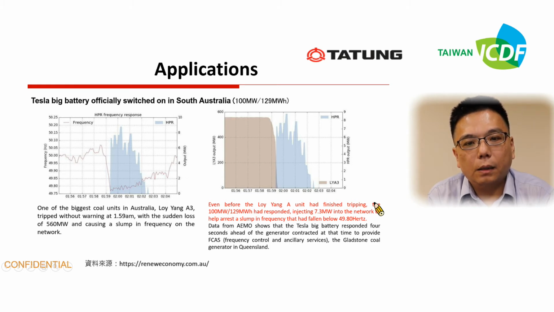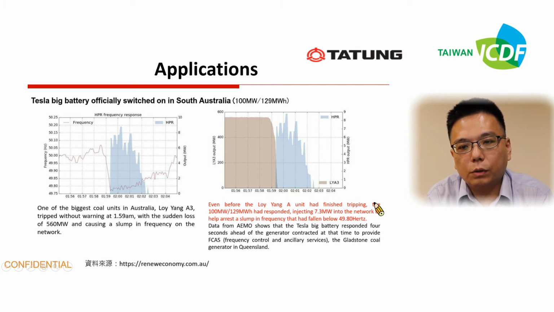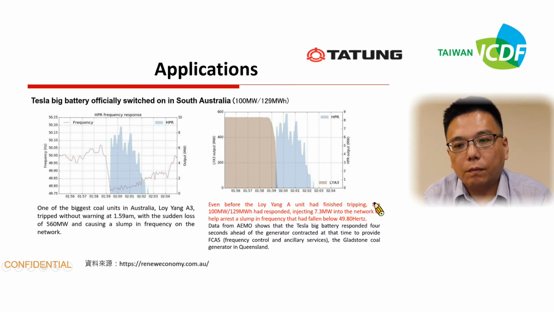But at this time, after the Loy Yang A unit had tripped, the 100 megawatt, 129 megawatt hour battery system responded, injecting 7.3 megawatt of power into the network to help address the slump in the frequency, which had fallen below 49.8 hertz.